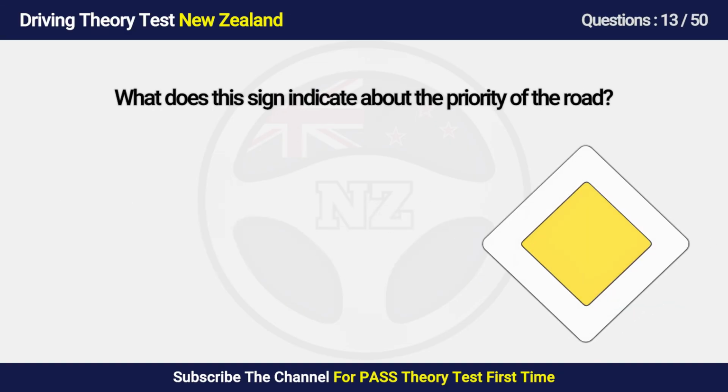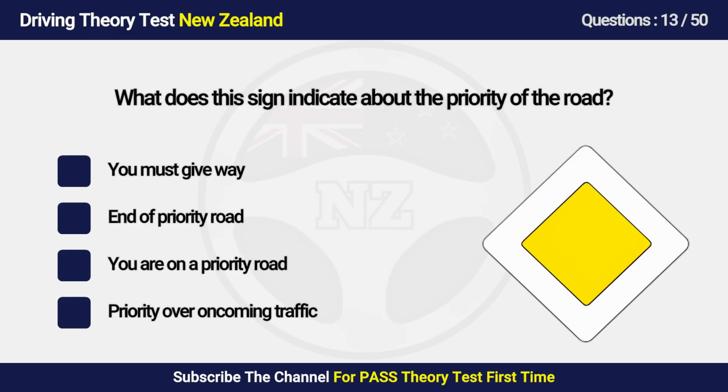Question 13. What does this sign indicate about the priority of the road? A, you must give way. B, end of priority road. C, you are on a priority road. D, priority over oncoming traffic.